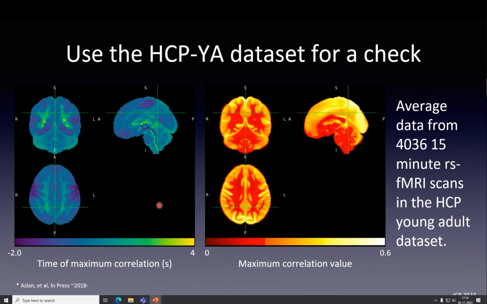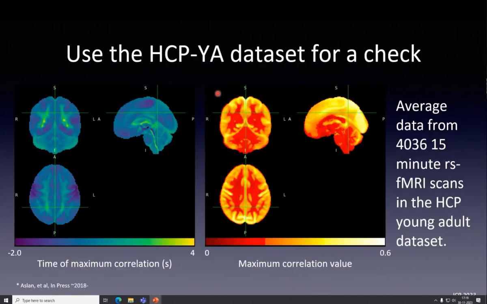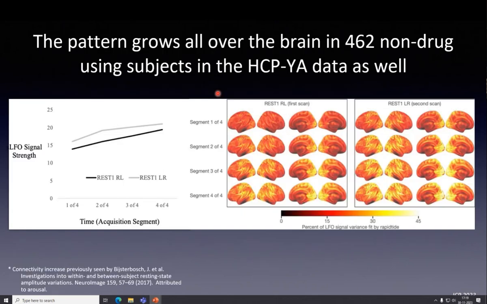There's enough of it. Let's break the data up into 4 blocks, right? 4 segments. And sure enough, the signal correlation strength gets bigger over time. And not in a global way, but in a very structured way that matches the pattern that we saw in the previous slide. We're seeing that pattern on the right, except it's getting stronger and stronger over time. And if you go on to the second scan, they always start.